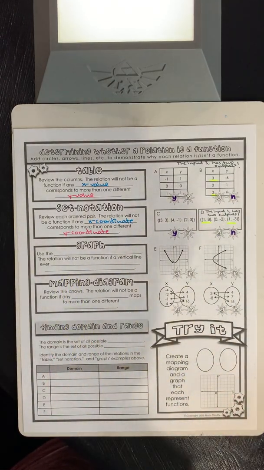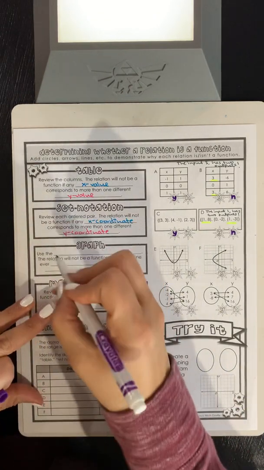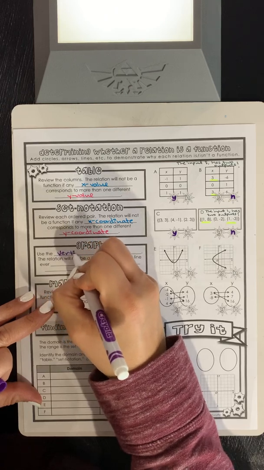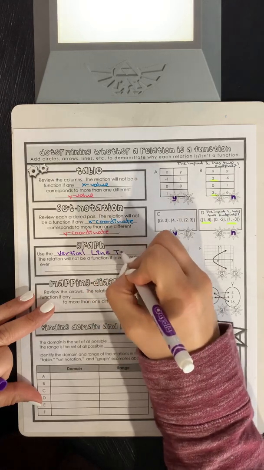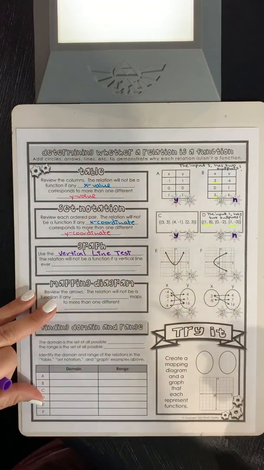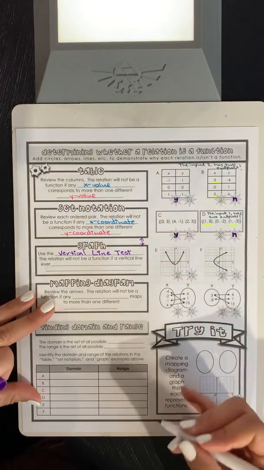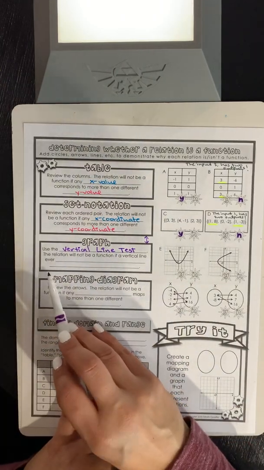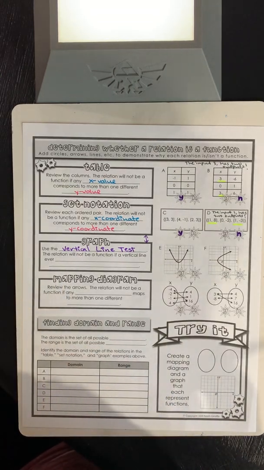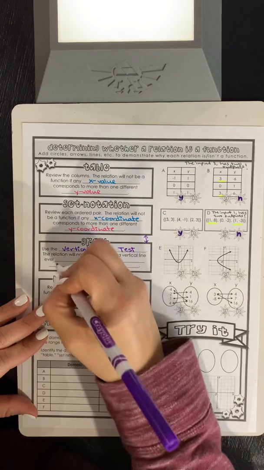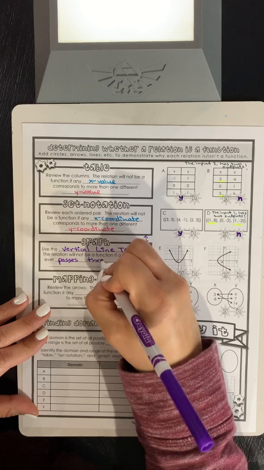So here we go to graphs. I think you guys are going to like this one. In graphs, we use something called the vertical line test. That means going up and down, line test. I would encourage you to use a ruler, a pen, a pencil, even your pinky will work. We know that the relation will not be a function if the vertical line ever passes through more than one point.